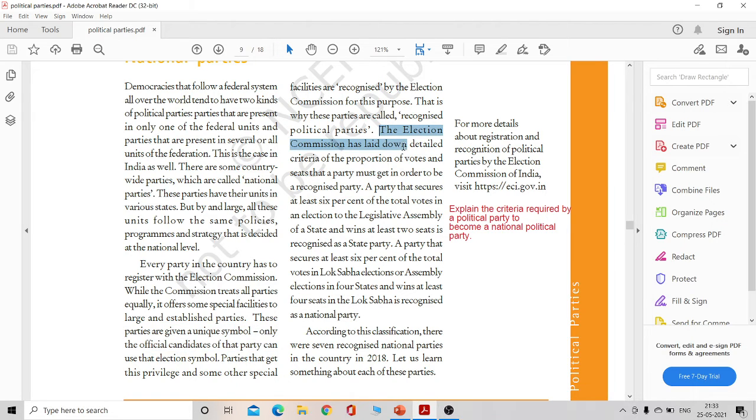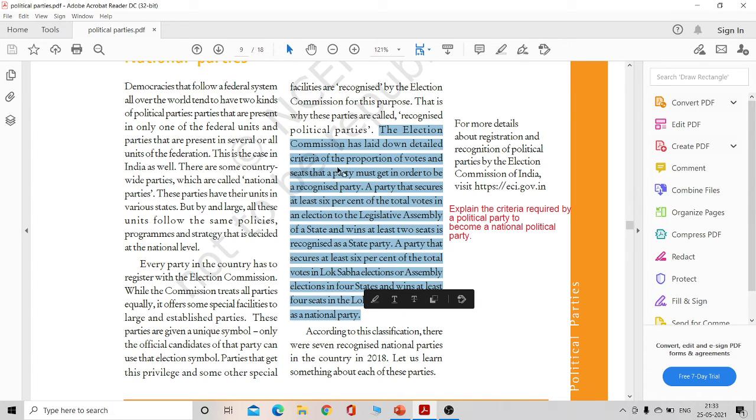And then what are the criteria? The Election Commission has laid down detailed criteria for the proportion of votes. A party has to secure at least 6% of total votes in an election to the legislative assembly of a state, and win at least 2 seats, to be recognized as a state party, right? Then a party that secures at least 6% of the total votes in the Lok Sabha election in at least 4 states can be considered a national party, right? So this would be your answer to the question: what are the criteria required by a political party to become a national one?